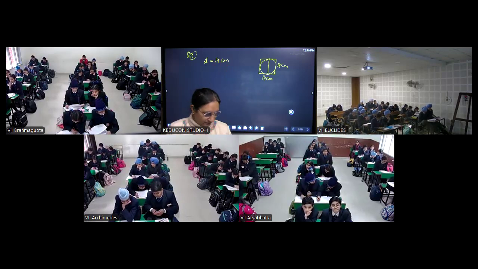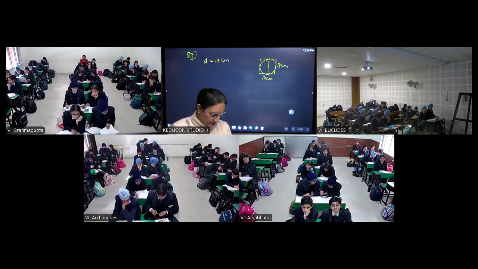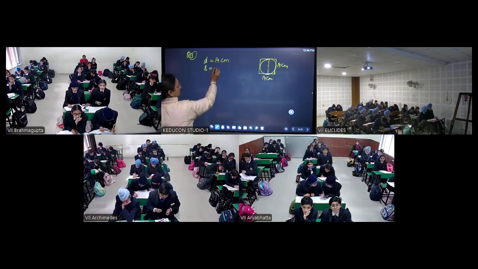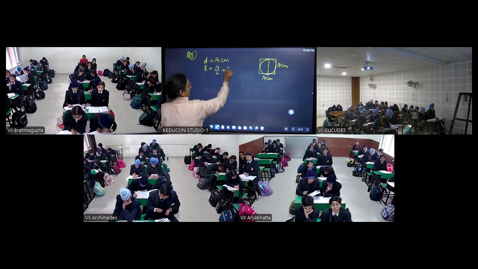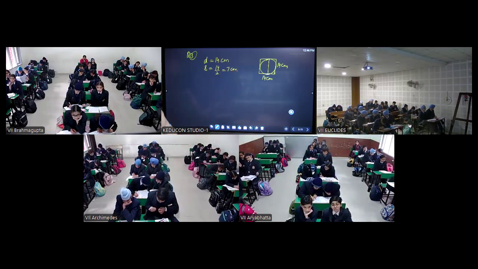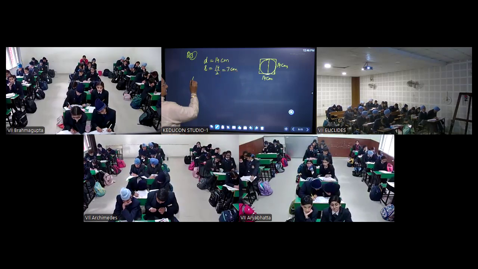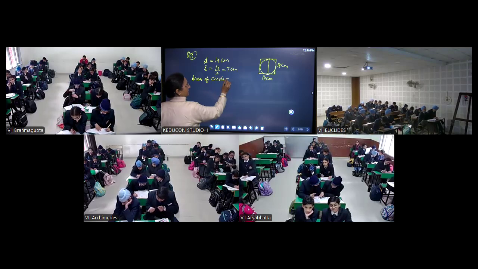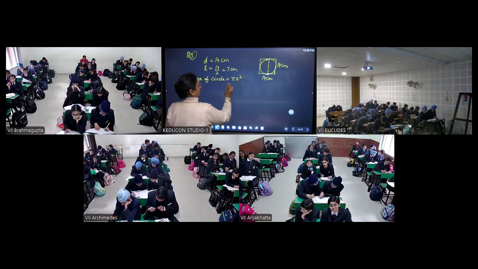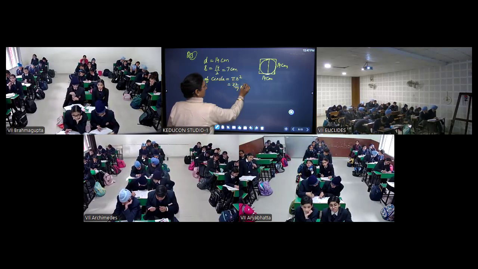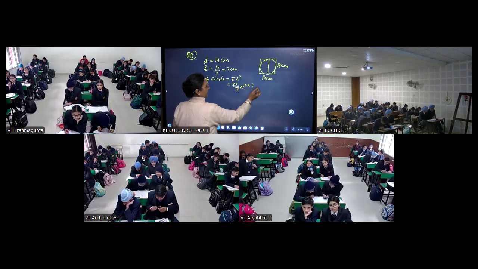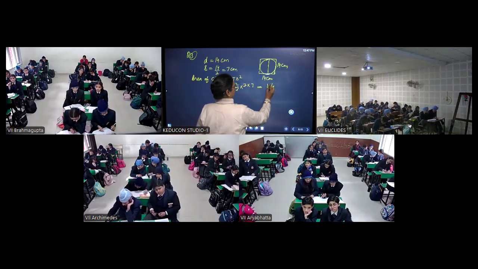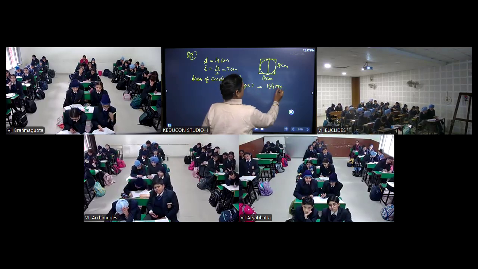The radius of the circle is the diameter divided by 2, which is 14 by 2 equal to 7 centimeters. Then the area of the circle is pi r square, which is 22 by 7 multiplied by 7 multiplied by 7 equal to 154 centimeter square.